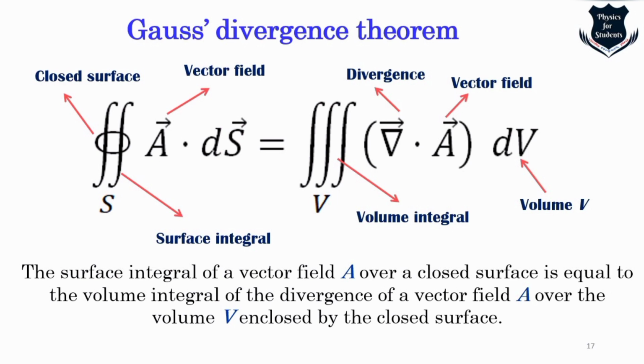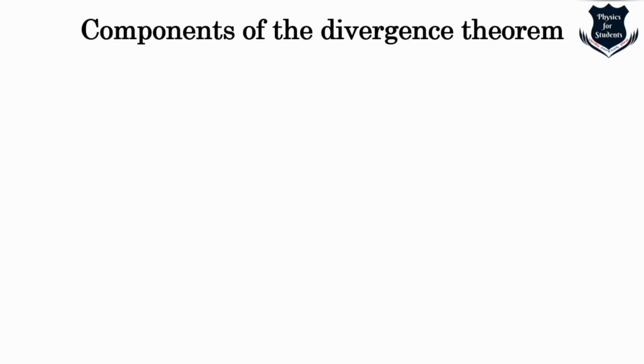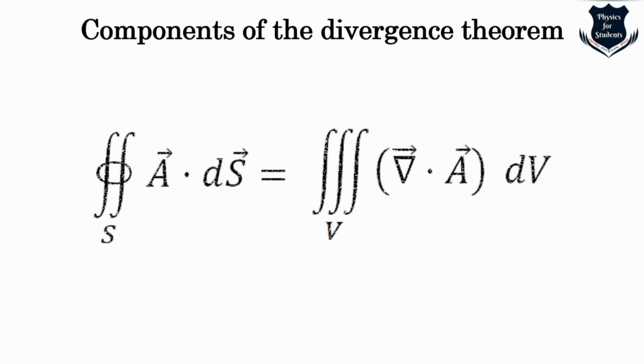So I can say the divergence measures the outward flow of a fluid at individual points, while the flux measures outward fluid flow from an entire region. We will go ahead and understand things in a better way. This is just to give you the divergence theorem of Gauss so that you can understand the relation between flux and divergence. So let us see what the components of the divergence theorem are.